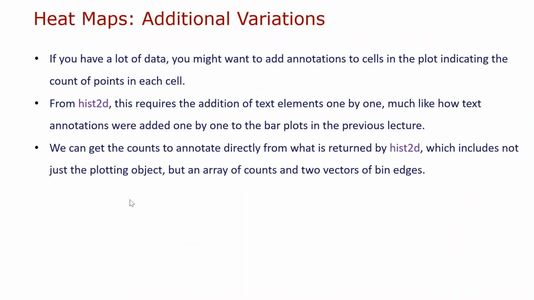So now, some additional variation. We said that if we have a lot of data, you might want to add an annotation to the cell. And this is going to answer your question. In the plot, indicating the count of the points in each cell. Remember when we said that darker, for example in this one, it means we have more points in this grid, in this cell? How many points do we have? We can use this.